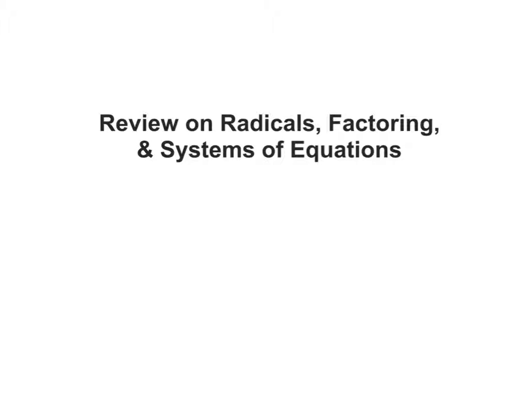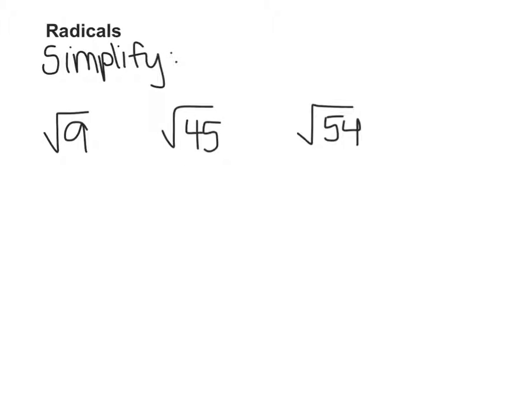Okay, so to start, we're going to talk about radicals. So first we want to figure out how to simplify these. Now, if I look at the square root of 9, we know that 9 is broken into 3 times 3. And so we have a pair, right? Because if we have a square root, we can think of the index as a 2. Since I have two 3's, the square root is just 3.